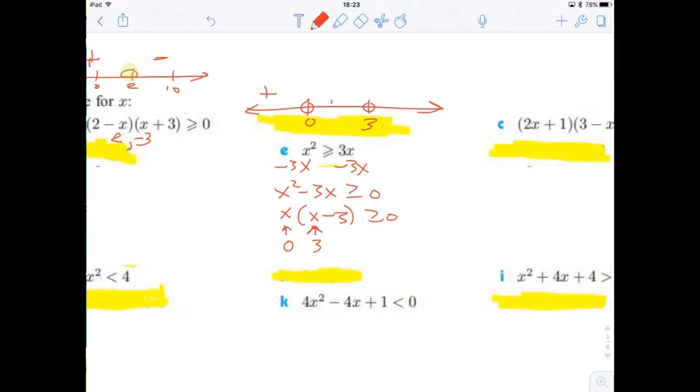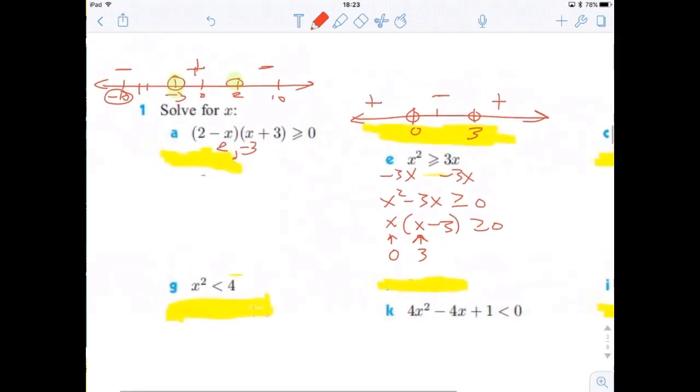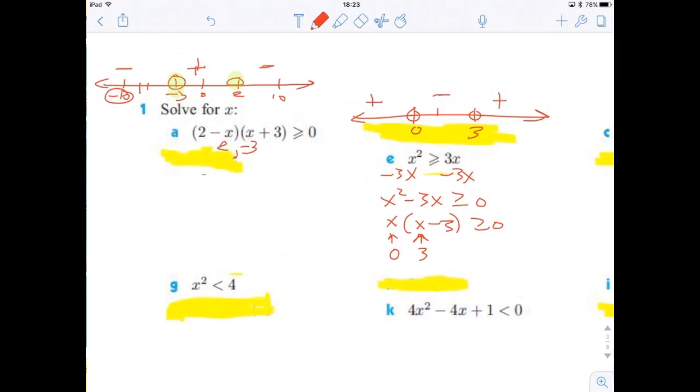What about a number between 0 and 3, like 1? 1 times 1 minus 3 is 1 times negative 2, which is a negative number, so the middle interval is negative. And then we'll put in a big positive number, like 100, so 100 times 97 is a big positive number, so this would be positive too. And I didn't give the value of x here. What I need to do here, since it says greater than or equal to 0, the values of x which would satisfy this equation would be x is between negative 3 and 2. Now, would I put less than, or would I put less than or equal to?